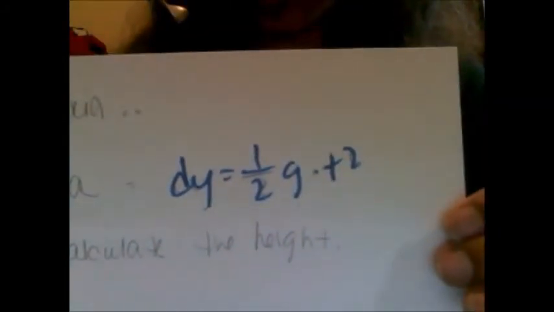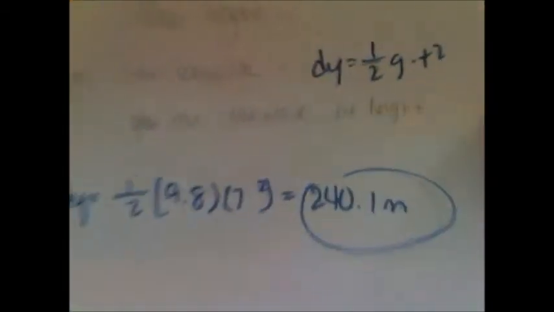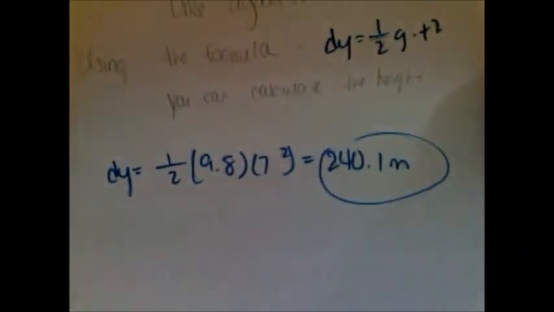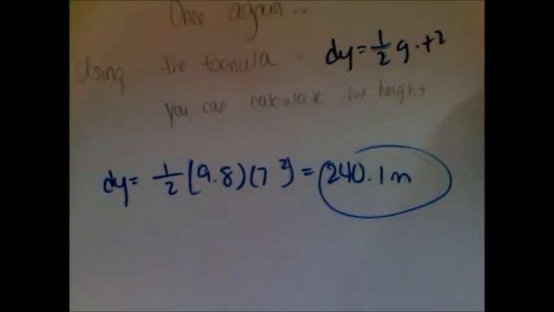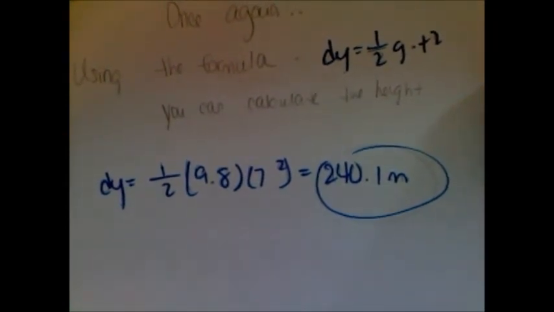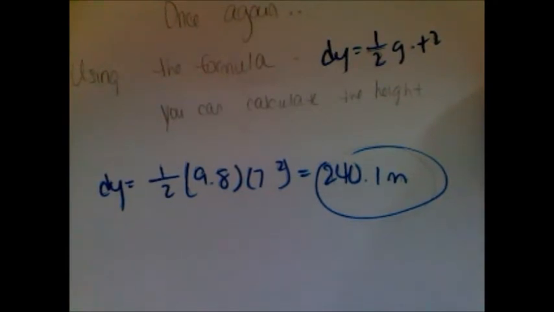Creepy, right? Once again, using the same exact formula, dy equals a half times gravity times time squared, you can calculate the height. dy equals a half times 9.8 times 7 to the second power, and it equals 240.1 meters. Poor Smeagol, he fell a long way.